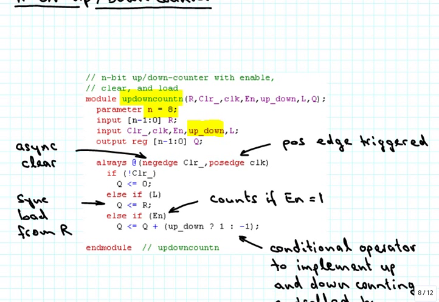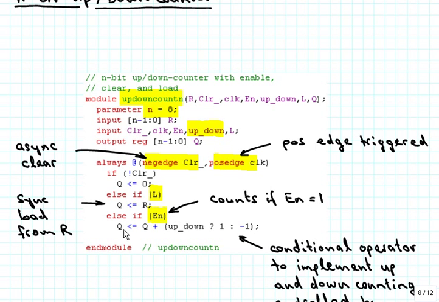Here we have chosen to use an asynchronous clear again, and we have the positive edge of the clock, so it's positive edge triggered. We use the same construction as before. We check first whether a clear command has been issued, and if it is, then we set Q to 0. If not, then we check whether it's a load, and if the load is present, then Q gets loaded from the input R. And if none of those is true, then we check the enable, and if enable is 1, then we do enable the counting.